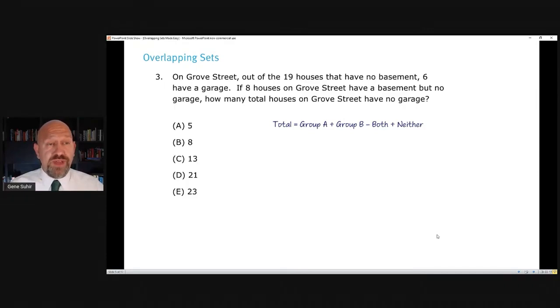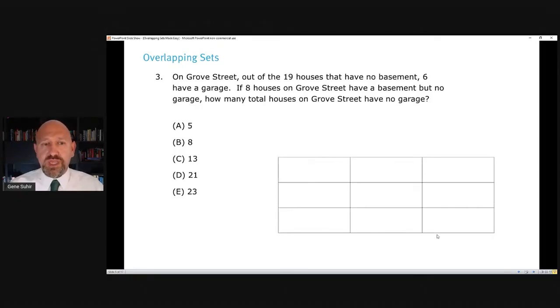Do we know the total number of houses? No. Do we know the total houses that have a garage? No, already we're not going to get four out of five elements of the formula. This is where we need a plan B. And the plan B, if you're not given four of the elements of the formula, is to use a table approach. And the table approach is really universally useful for anything you're trying to track, any possible combination when you have two overlapping sets.